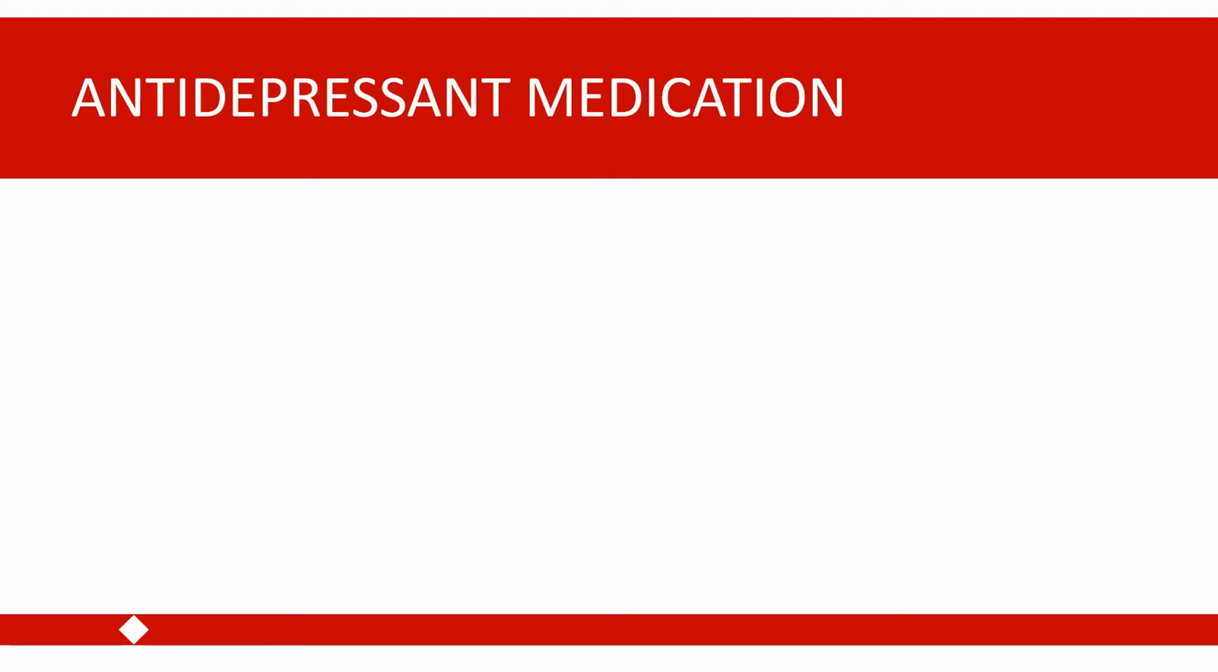A class of medications that are much more effective for treating anxiety disorders are our antidepressant medications. And this includes all of the categories of antidepressants that we discussed for our depressive disorders. So the primary drugs that tend to be used as first-line treatments are our SSRIs and sometimes our SNRIs.